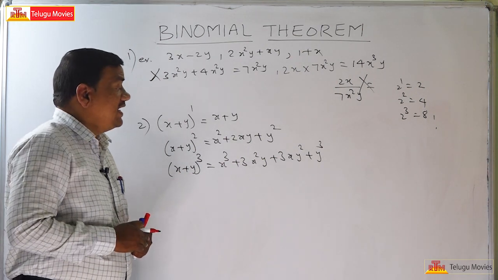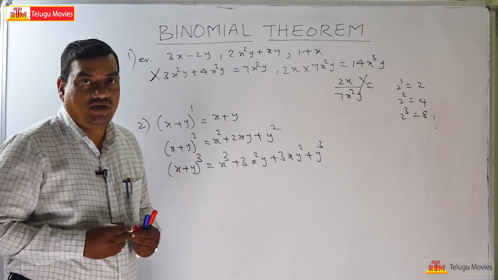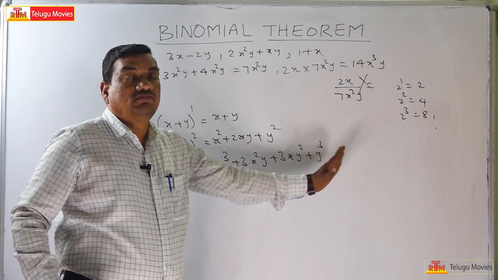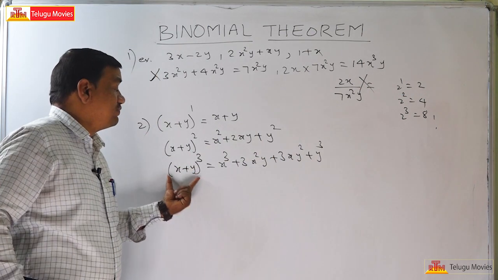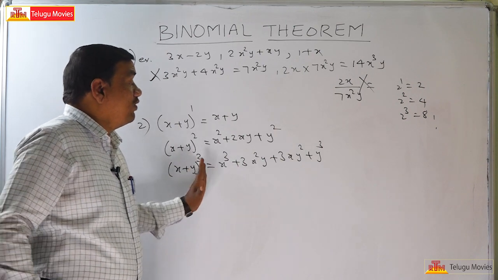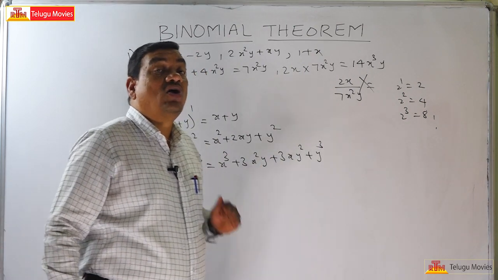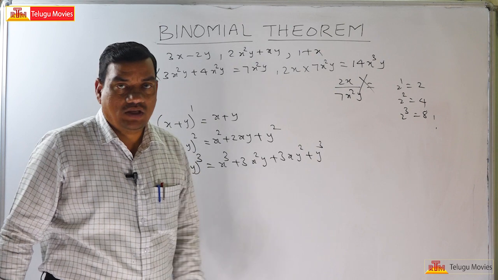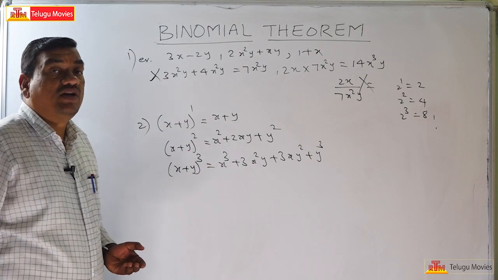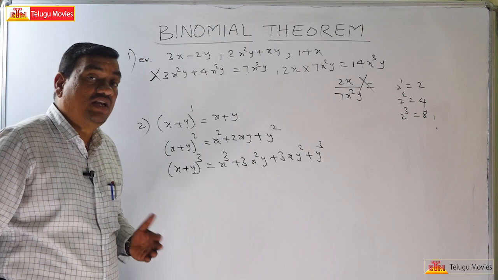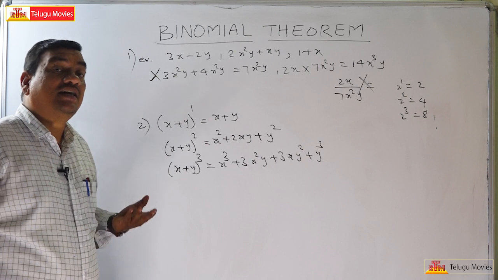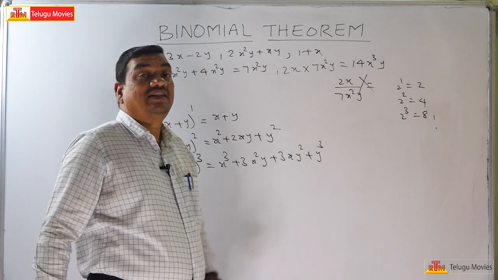Now here, what do you observe? This is called the expansion of the binomial. x plus y is a binomial, so for x plus y whole cube, whatever is on the right hand side is called the expansion of the binomial. Now, x plus y whole cube means what? What is the actual meaning of that? x plus y into x plus y into x plus y. You have to multiply 3 times, expand it and simplify it. Ultimately, you will get the answer.